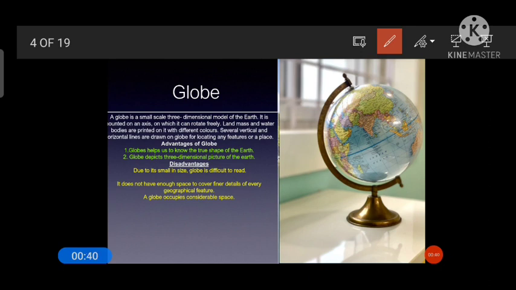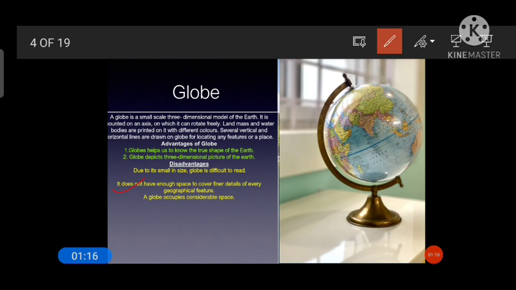Now secondly, it does not have enough space to cover finer details of every geographical feature. So geographical features like mountains, maybe rivers, maybe some important places cannot be given in minor details. Only some important features will be given on a globe, but the minor details are left out. Okay, so every feature's minor details are not given on a globe.